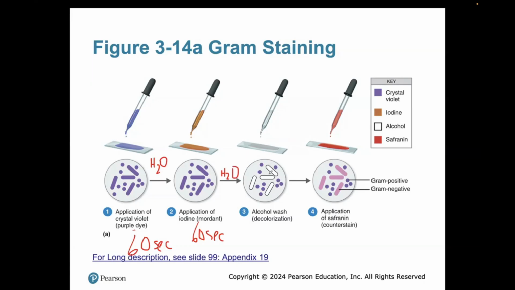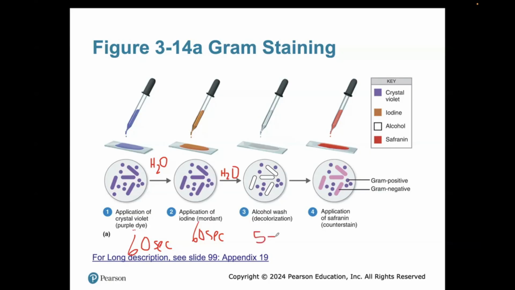Once you add your decolorizer, your alcohol, that's going to run the color out of the rod-shaped bacteria. These are now colorless while the circles are purple. What does that tell us about the bacteria? It tells me that the circles just might be gram positive and the colorless right now just might be my gram negative, but we won't know 100% until we add our last reagent, right?